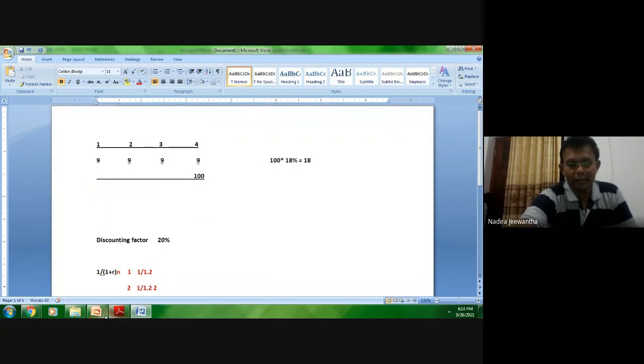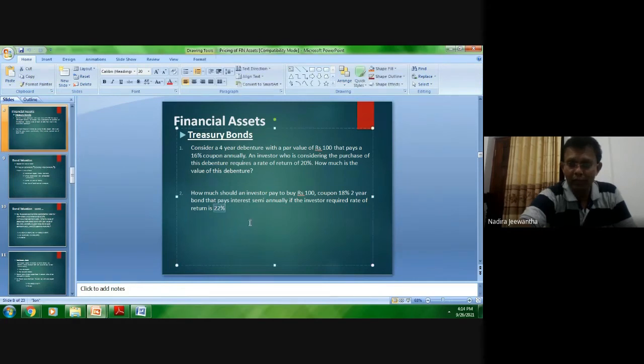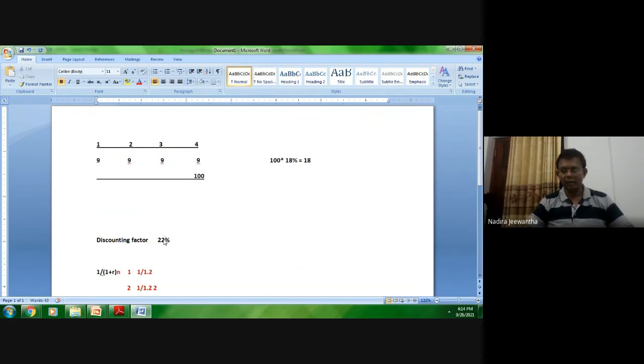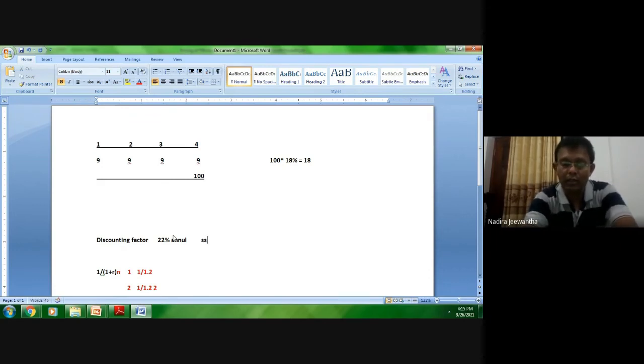The discounting factor is given as the required rate of return, 22%. Earlier it was 20%, now it's 22%. Earlier we took an annual coupon, here the semi-annual coupon, that's why we have taken 9 each. Now the discounting factor of 22% is annual, so don't use it as annual. If it is semi-annual, how much? It has to be 11%. So your calculation should be based on 11%.